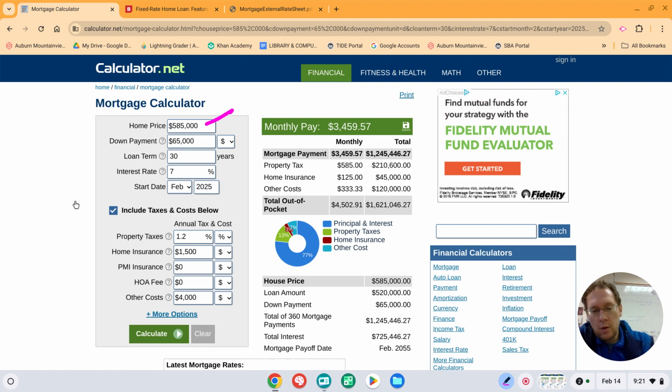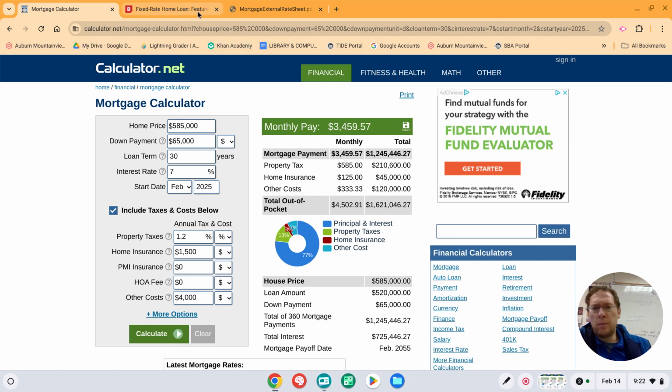Down payment. We need to make sure that we click this box right here. Oops, I need to get my annotation tool off. So right here, you need to make sure it's not in percentages, it's in dollars. If you did want to do it in percentages, you can do that. Just be aware that you don't want to put 65,000% instead of $65,000 as your down payment. Loan term, we will do a 30-year mortgage, and the interest rate.